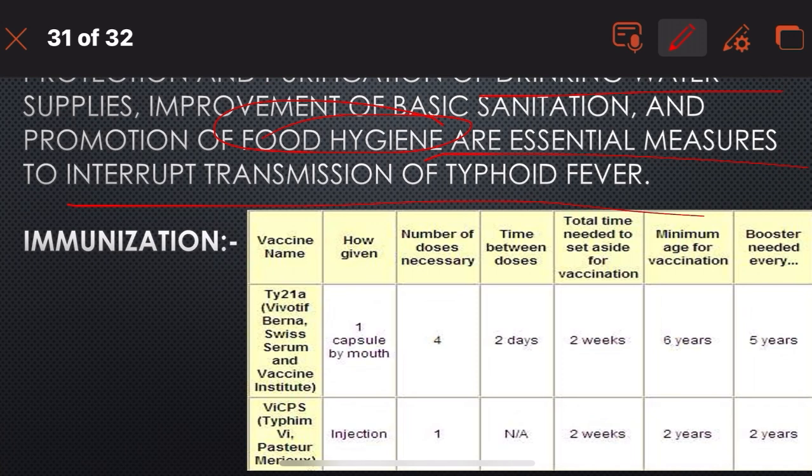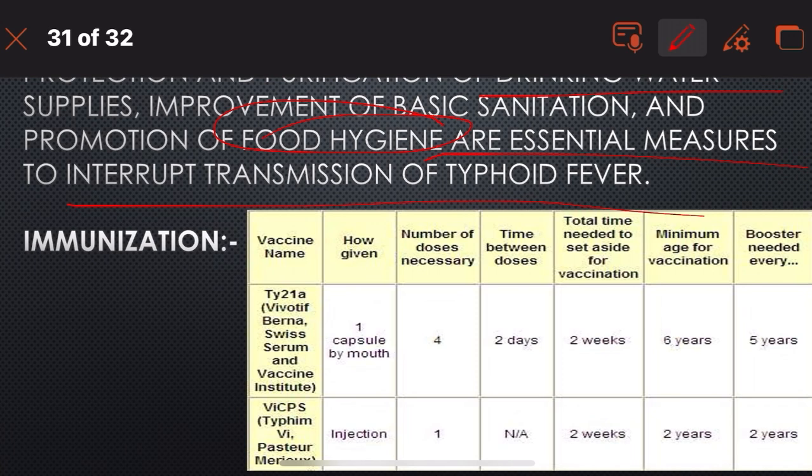And then we see that there is the Serum and Vaccine Institute. How is it given? There is oral administration. The vaccine is taken orally. Typically, one capsule is taken by mouth.